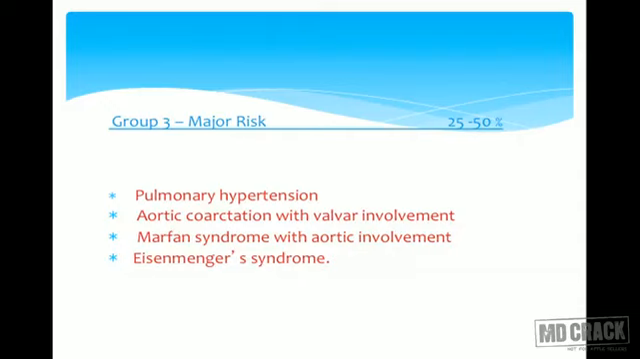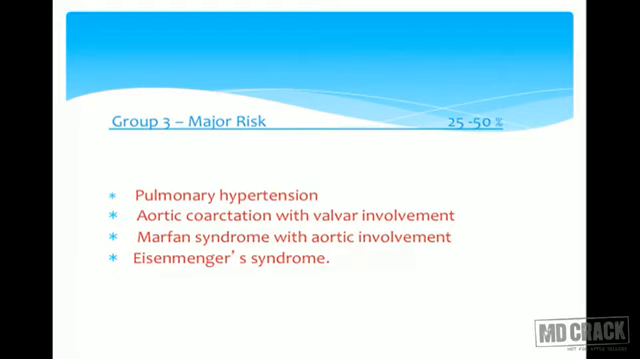Group 3, major risk. The maternal mortality risk is almost 25 to 50%. So there is a 50% chance that the woman is going to die in pregnancy. It's a gross risk, and it is there in cases of pulmonary hypertension, aortic coarctation with valvular involvement, Marfan syndrome with aortic involvement, and Eisenmenger syndrome. These 4 names you should remember, in which you should not forget pulmonary hypertension and Eisenmenger syndrome.